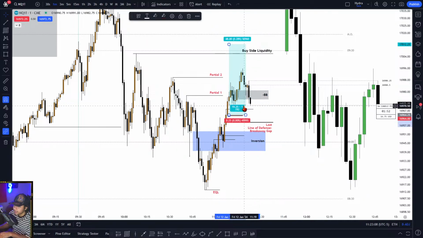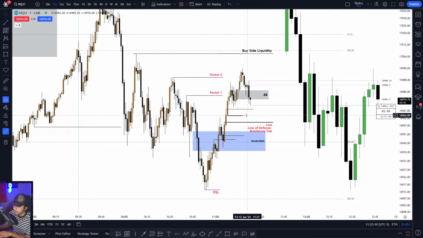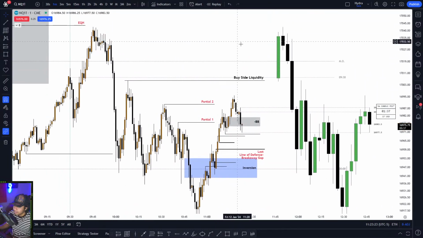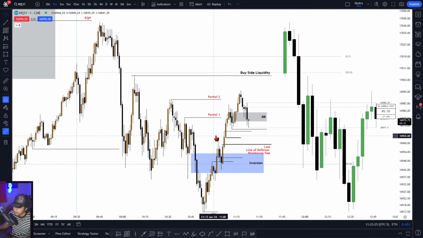So the breaker got activated. If I was here, I would close the trade here. There's no logic behind holding. There's room for price to go higher after clearing out this sell side liquidity. We still have so much room to go higher. We have this equal high, but if it was me, I'd just close it here.